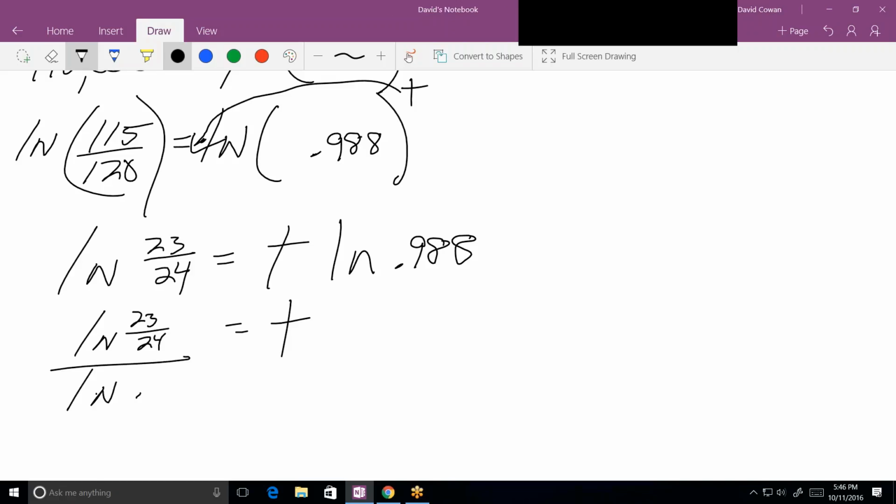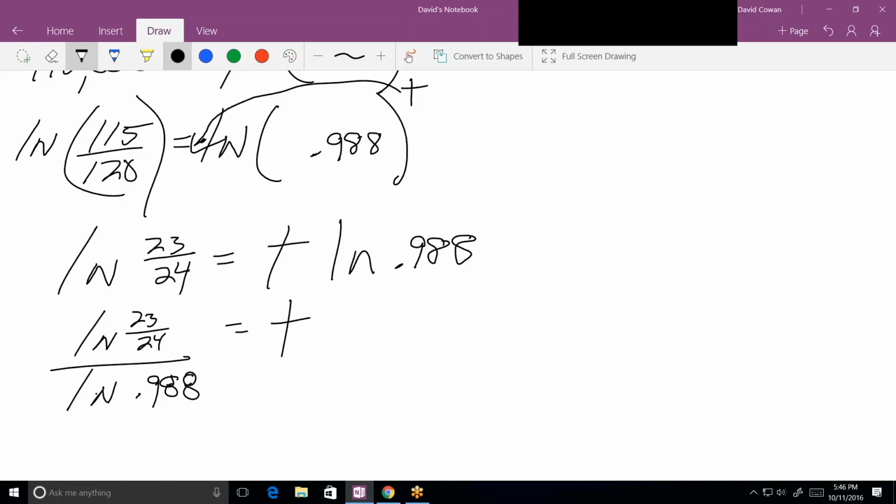And whether you use natural logs or common log doesn't really matter. I could have just as easily used common log. But like I said, when you get into calculus, you're always dealing with natural logs. So never too early to start. Get yourself comfortable with natural logs. And that's what t is equal to.